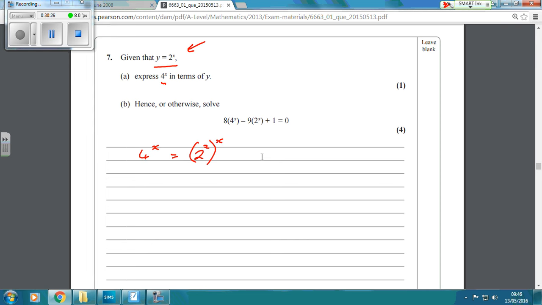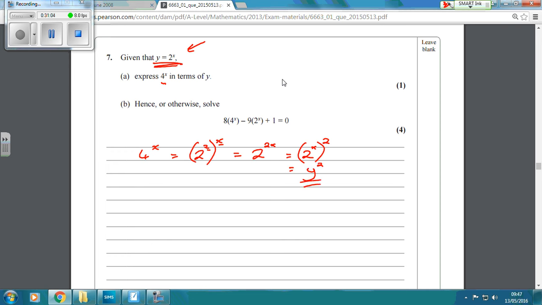So (2 squared) to the power of x is the same as 4^x. Now when we've got two powers and they're in brackets, we can multiply those together. So we can say that's 2^(2x). But again, it doesn't look like 2^x. So if we can multiply the powers from the brackets, we can factorize this by saying (2^x) squared. So 4^x is the same as (2^x) squared, and we know that 2^x is y, so that simply equals y squared.